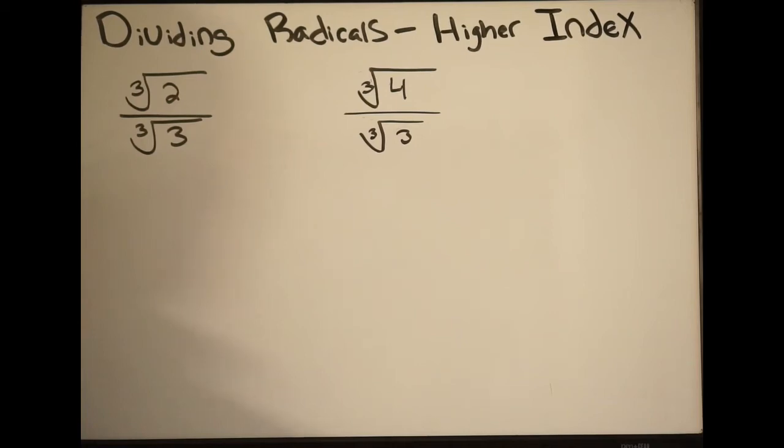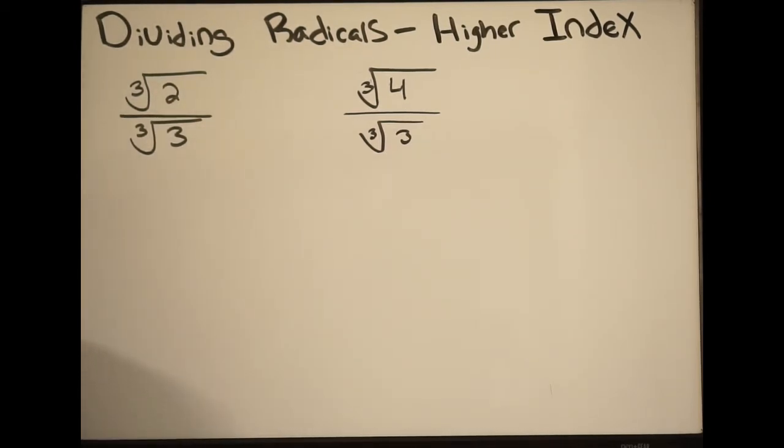Okay, so in this example, we're going to be talking about dividing radicals, and in particular, higher index radicals. So in the previous video, we were dividing square roots, where we know the index is 2, but in this case, our index is 3 on both of them, okay? So let's see how this is going to work out.